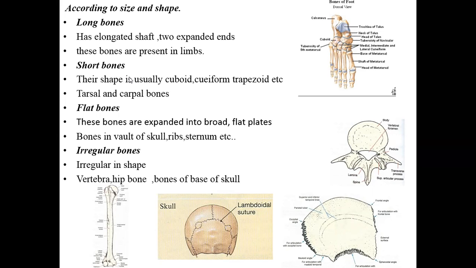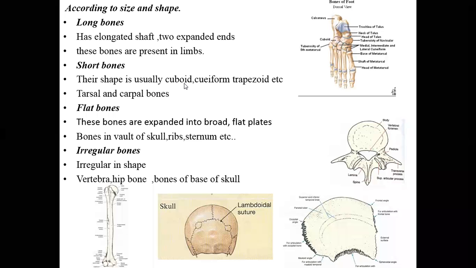Now short bones, they are short in structure. The shape of the bones usually is cuboid, cuneiform, or trapezoid, and they can be seen in tarsal and carpal bones. So these are the tarsal bones. There are 7 tarsal bones that can be seen here. So these tarsal bones and the carpal bones, which are seen in the hand, are short bones.